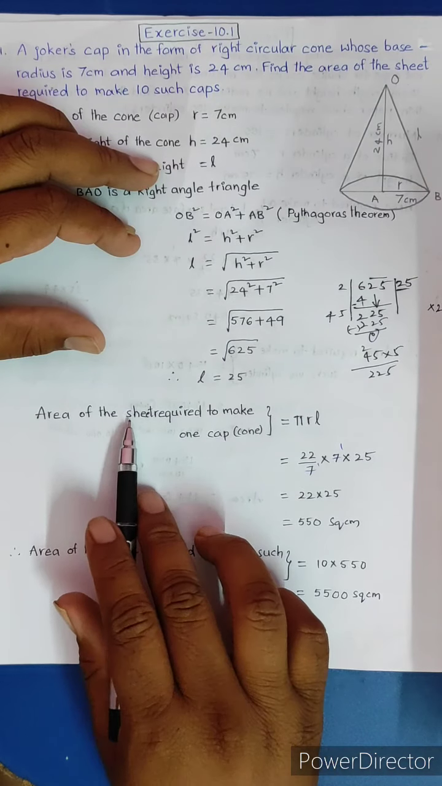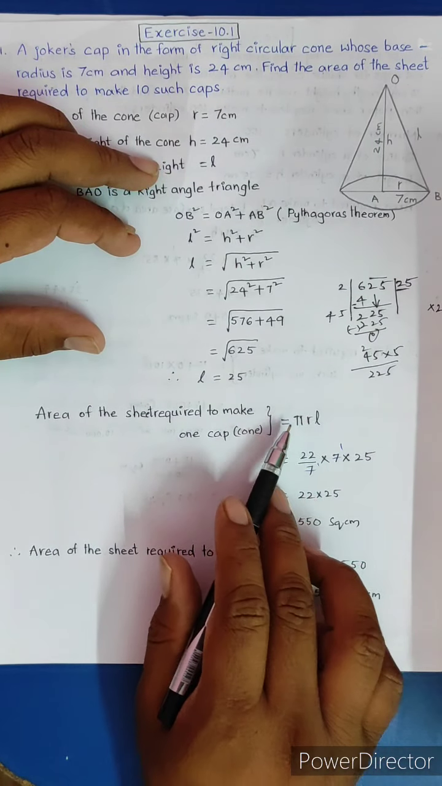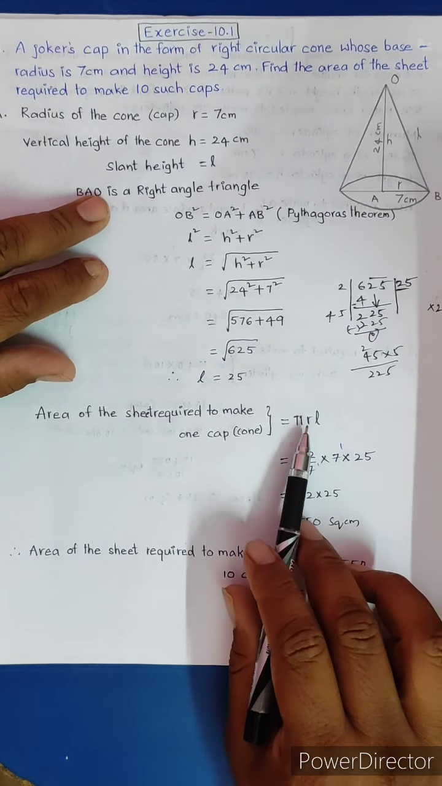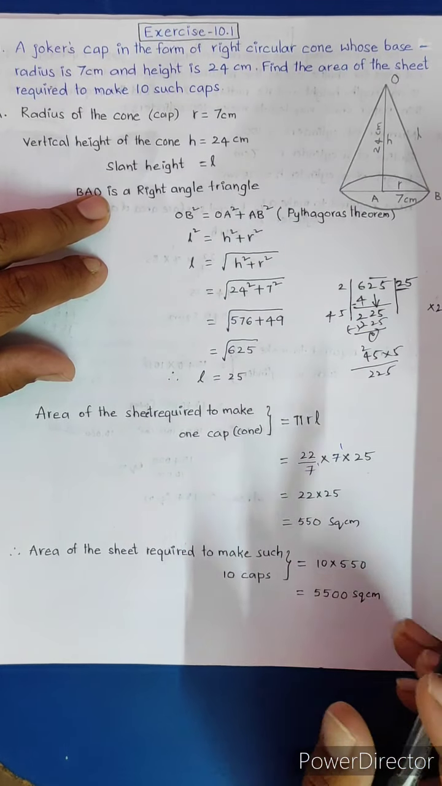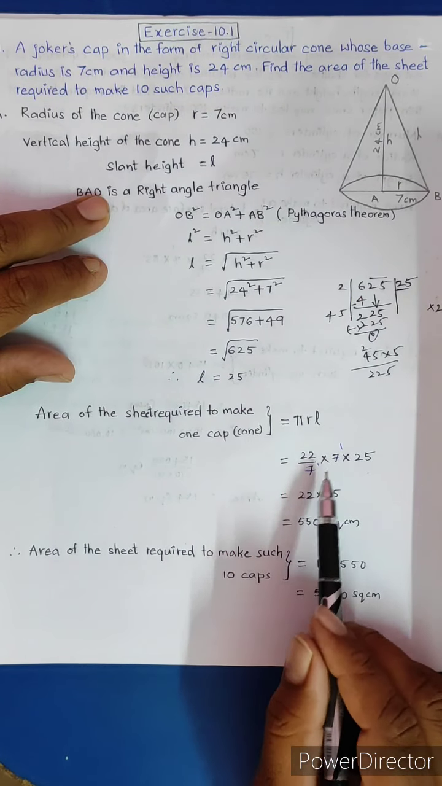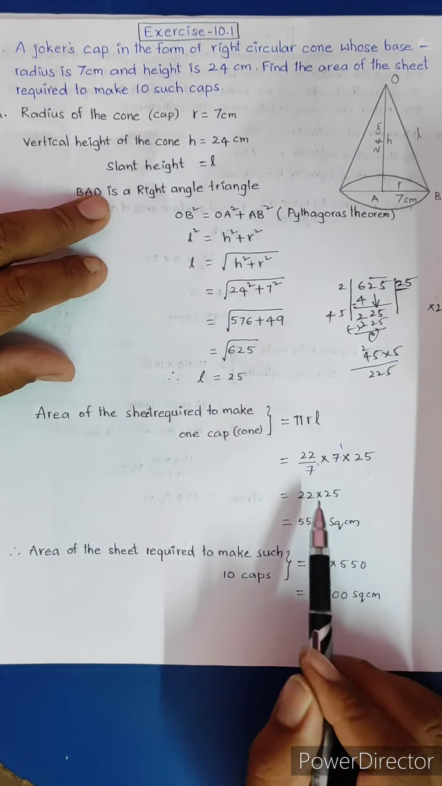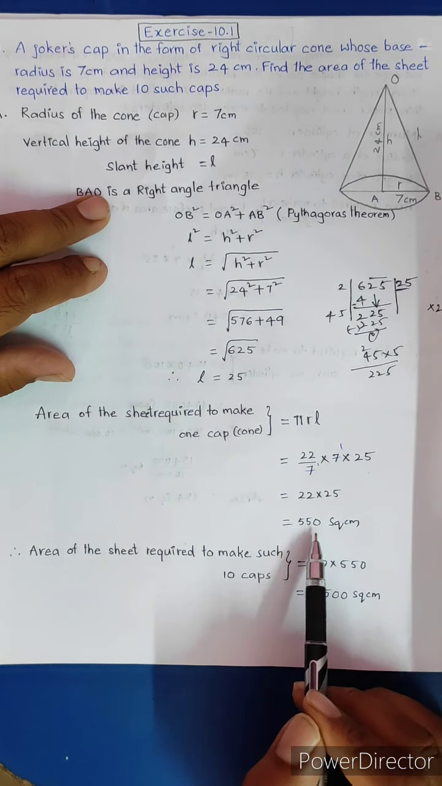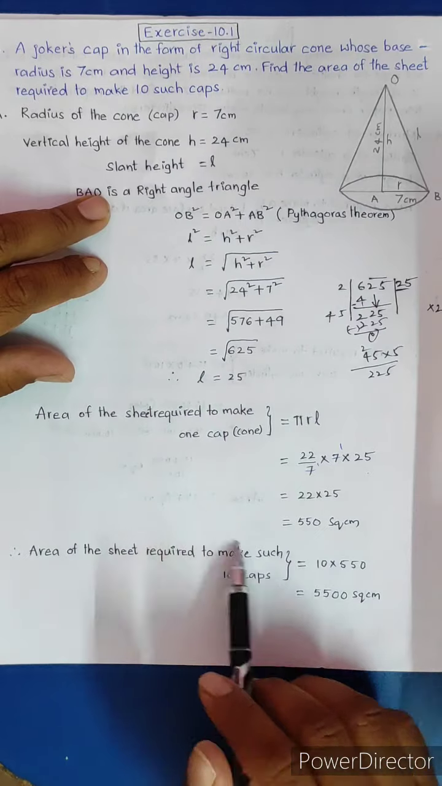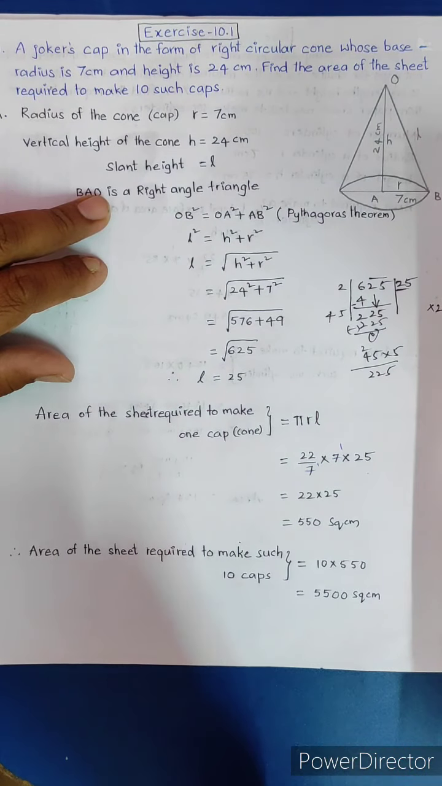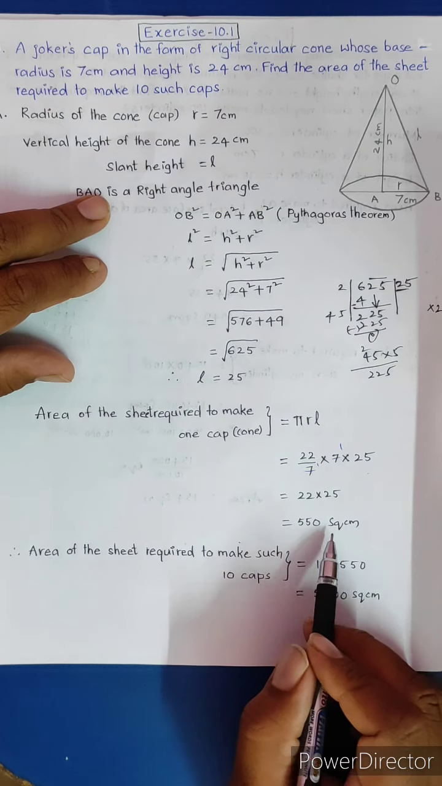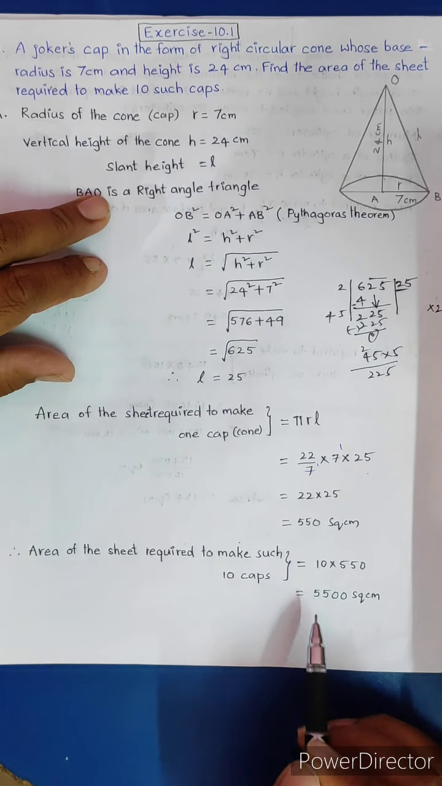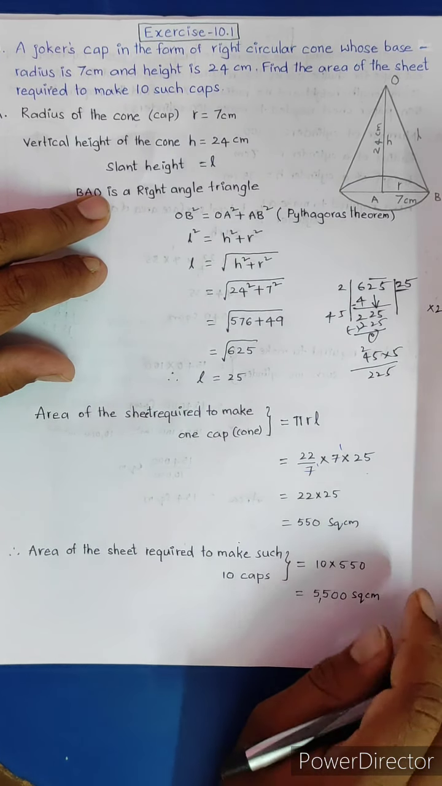The area of the sheet required to make one cap is equal to pi r l, the lateral surface area of a cone. Pi value 22/7, r value 7, l value 25. Now 7 and 7 are the same numbers, so they get cancelled, numerator and denominator. Then remaining 22 into 25: 25 twos are 50, 25 twos are 50, plus 5, 550 square centimeter. The area of material required to make one joker cap is 550 square centimeter. How many caps? 10 caps. So 550 into 10 is 5500 square centimeters.